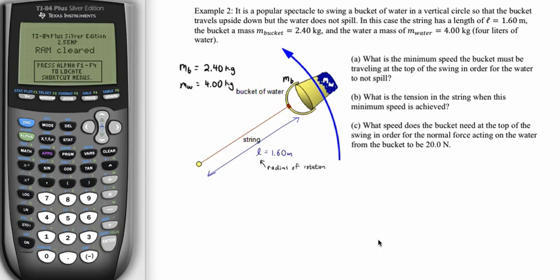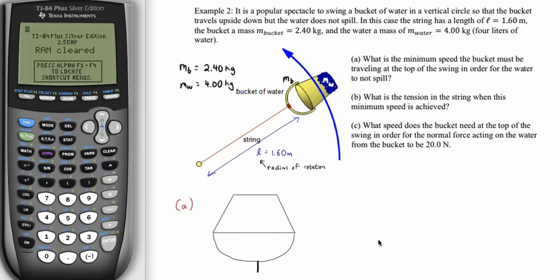So part A asks us what is the minimum speed the bucket must be traveling at the top of the swing in order for the water to not spill. Let's draw a free body diagram for part A. If we highlight our bucket, here is our bucket. We're going to have the handle of the bucket, and then of course the string.